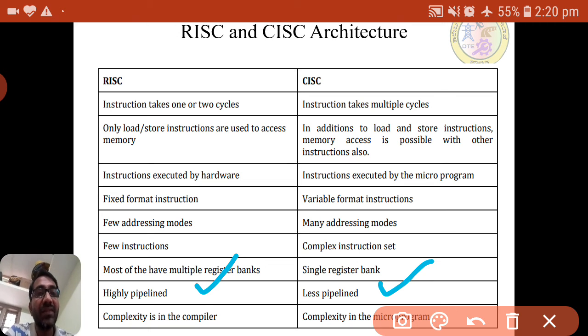So this is the parallel execution. Here the pipeline is less, which means it is not highly pipelined, so there is very little parallel execution in the CISC, and here it is parallel execution.